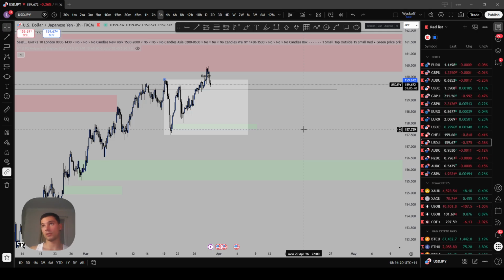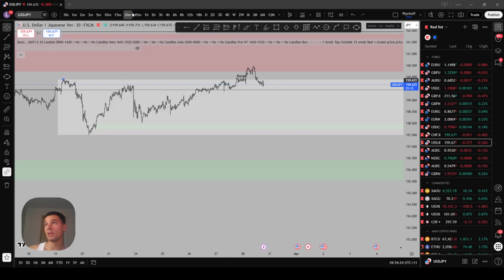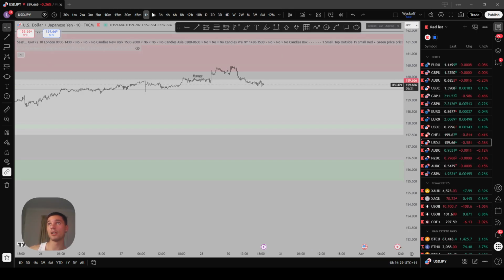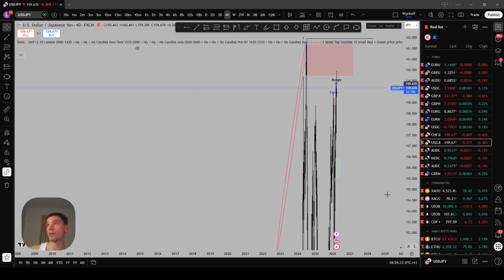USD JPY, got this range from last time, which is actually looking pretty good. I am liking the look of this. Yes, it is much higher time frame, but it does look nice.